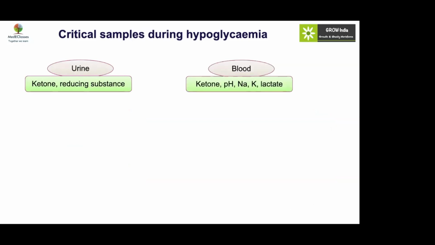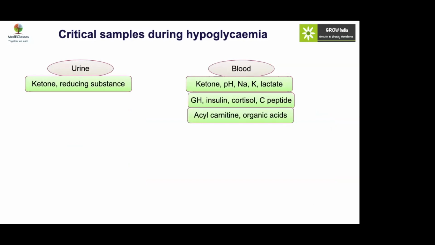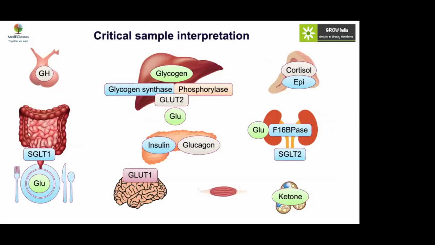The most important thing which comes here is the critical sample during hypoglycemia. At the time of hypoglycemia, look for urinary ketones and reducing substances, blood ketones, pH, electrolytes and lactate. Very importantly, store samples for GH, insulin, cortisol, C-peptide, as well as acyl carnitine and organic acids. Do not process them immediately, but store them because they can be used later on. That is very, very important.